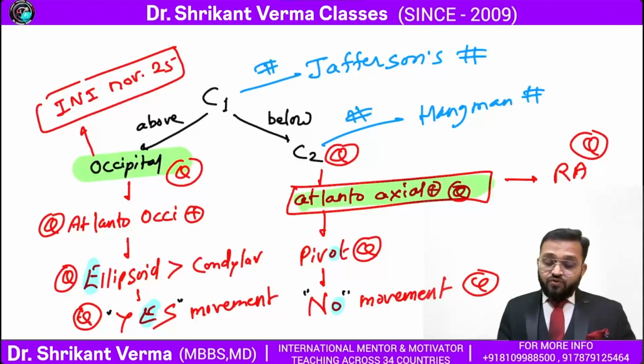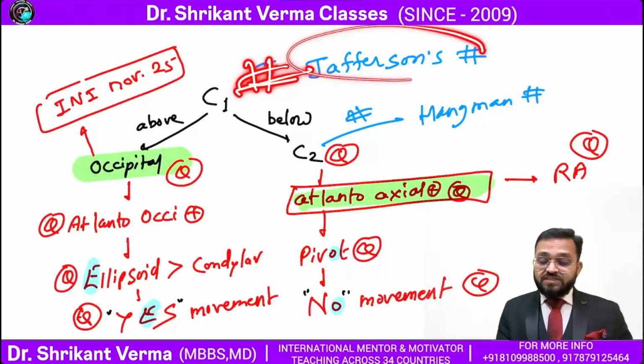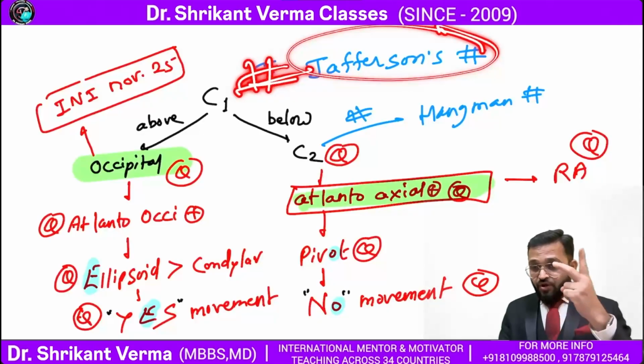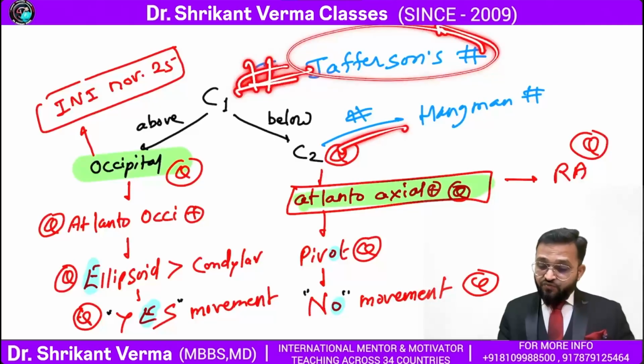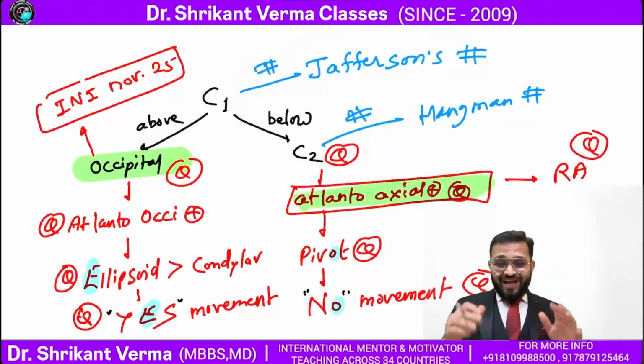Are you getting it? So fracture of C1 is known as the Jefferson fracture, and fracture of C2 is known as the hangman fracture. Are you getting the point?